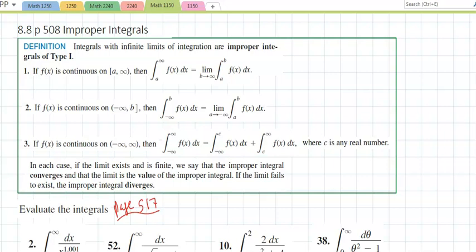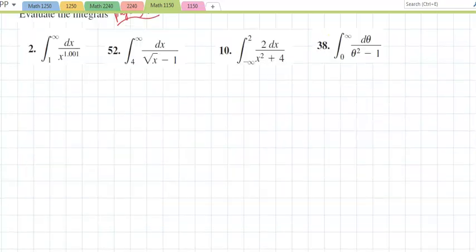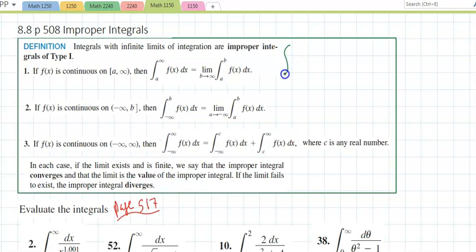Section 8.8 is on page 508, talks about improper integrals. If you recall from the fundamental theorem of calculus, if you take the integral from a to b of f of x dx, the conditions were a and b enclosed a finite interval, and f of x is continuous on a to b. That was the condition.